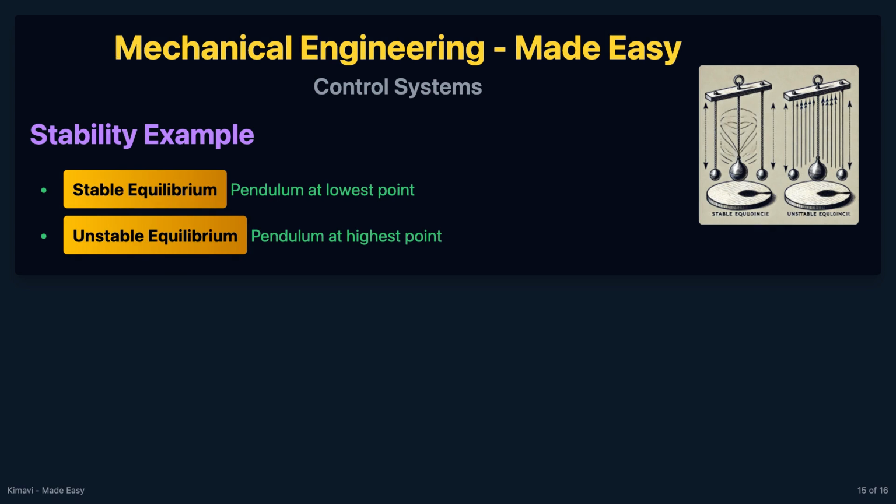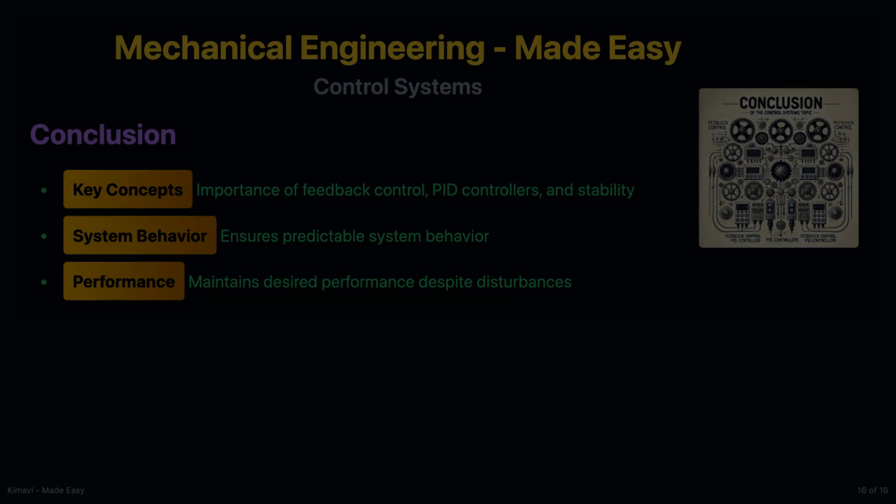Consider a pendulum. When the pendulum is at its lowest point, hanging straight down, it is in a stable equilibrium. If it is slightly disturbed, it will oscillate around the equilibrium point and eventually return to it. However, if the pendulum is balanced at its highest point, inverted, it is in an unstable equilibrium. Any small disturbance will cause it to fall away from this point.